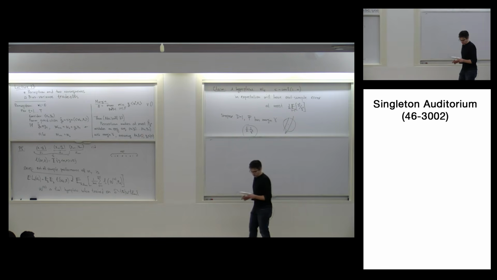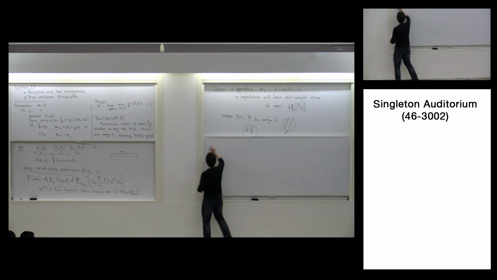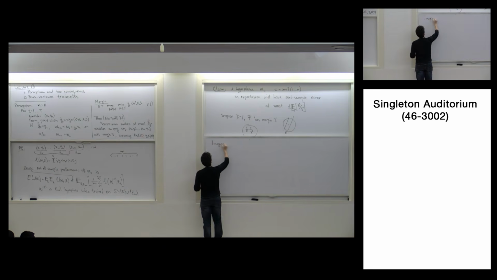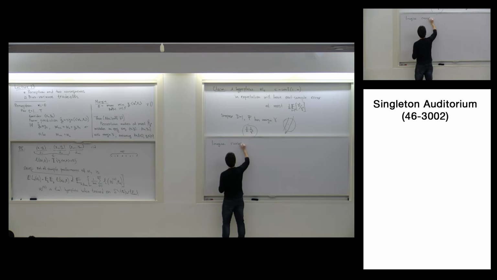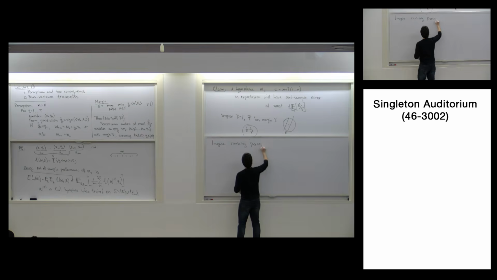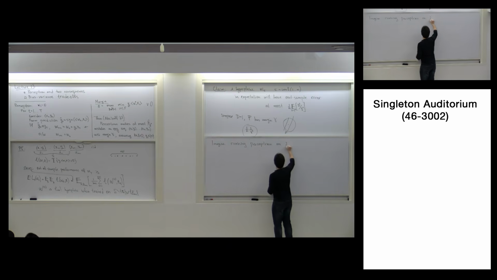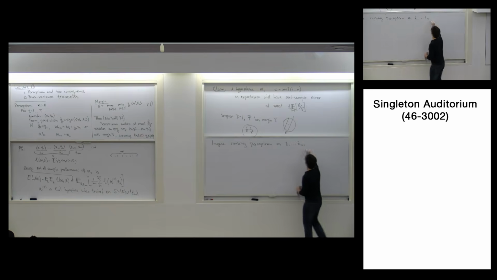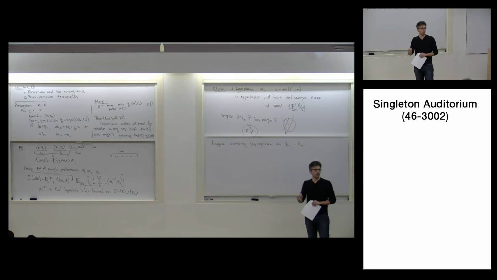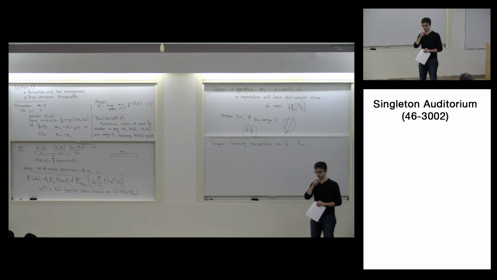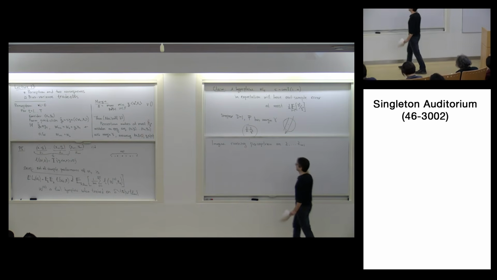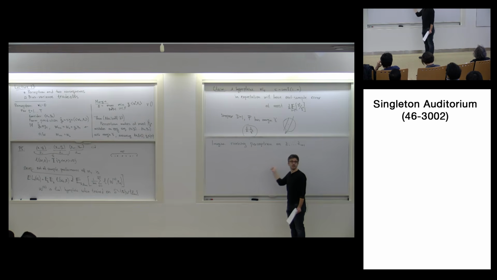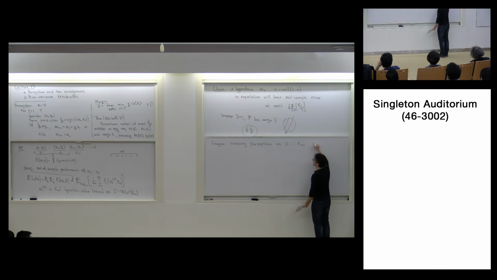All right. Now, imagine running Perceptron on Z1 up to Zn plus 1, right? So now I'm actually going to run it on a sequence of length n plus 1. Okay? And I'm going to run it many, many, many times until I make no more mistakes, right? So cycle until no more errors.